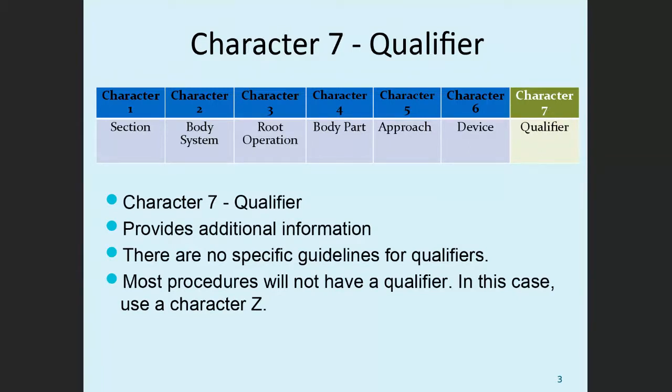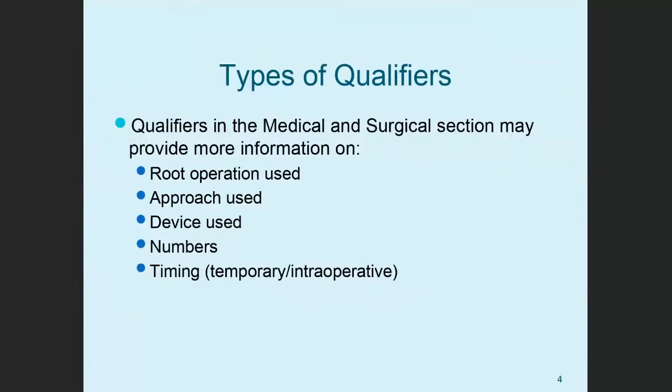Remember that all PCS codes require a 7th digit. If there's no qualifier, you're going to use the value Z, no qualifier. It's used with the other values listed here, all of these, to build a valid PCS code. Qualifier values provide additional information or modify the meaning of the other characters used in a code. Here's a summary of the different types of qualifiers.